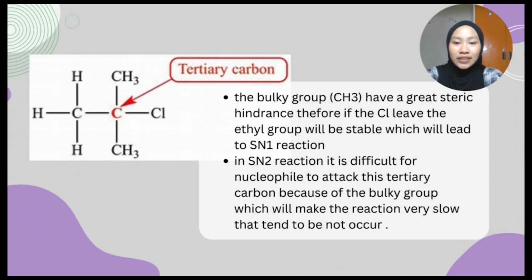As you can see, this is the tertiary carbon. The bulky CH3 groups have a great steric hindrance, therefore if the Cl leaves, the carbocation will be stable, which will lead to the SN1 reaction. In SN2 reaction, it is difficult for the nucleophile to attack the tertiary carbons because of the bulky groups, which makes the reaction very slow, so it tends not to occur.